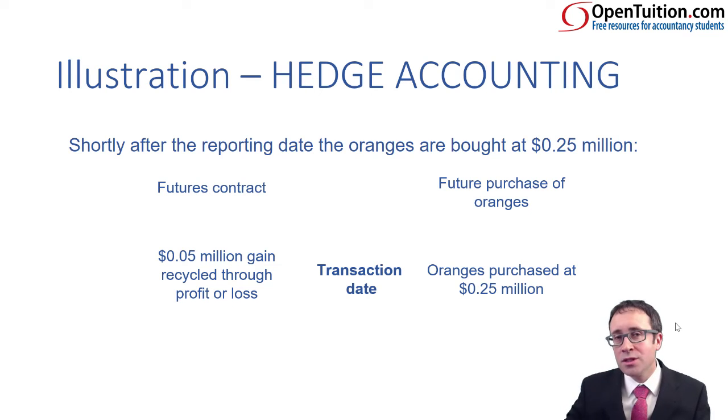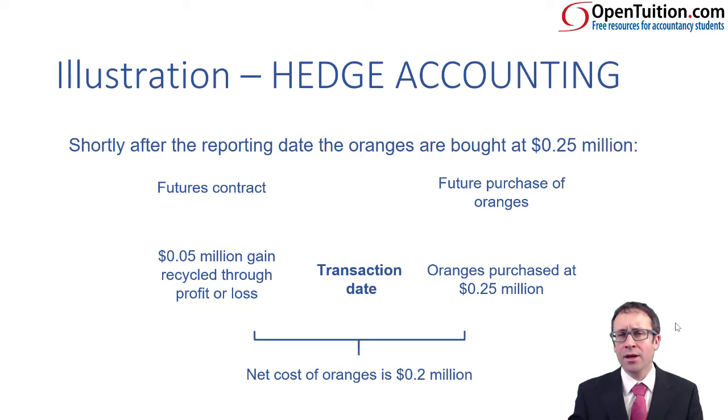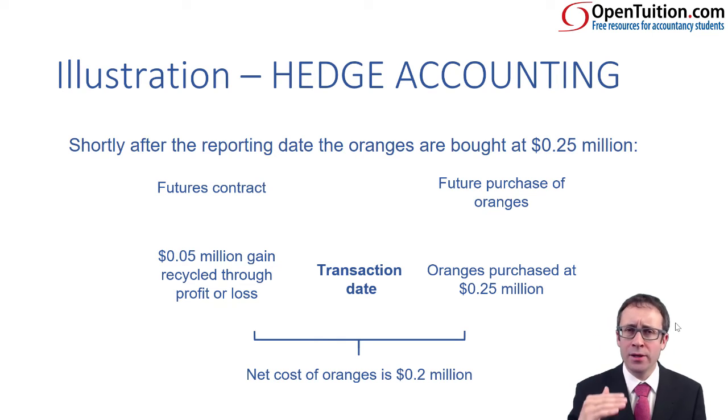What now happens, as you can see on the left hand side, is that gain is recycled through to profit or loss. So when you take that gain to profit or loss and match it up against the more expensive purchase of your oranges, if you net off the 0.25 million expense with the 0.05 million gain, they net off to the $0.2 million cost of oranges that we were trying to protect. That's it. We have fixed the price at $0.2 million.